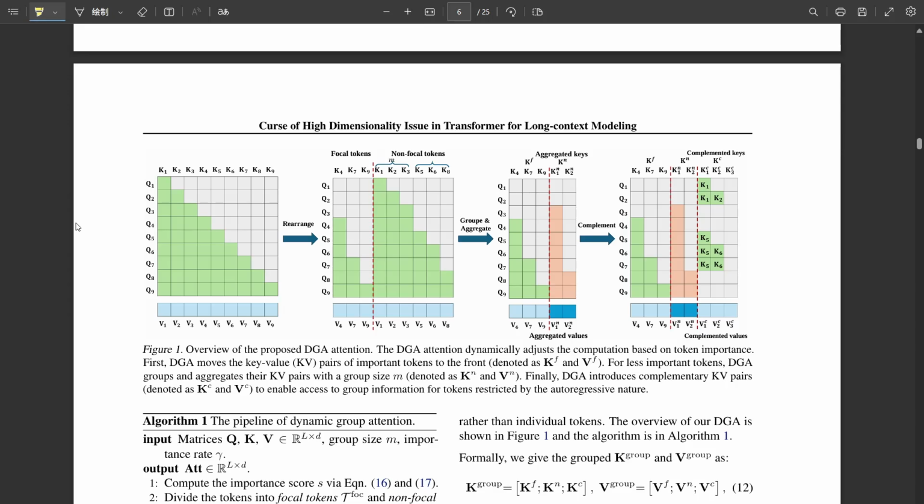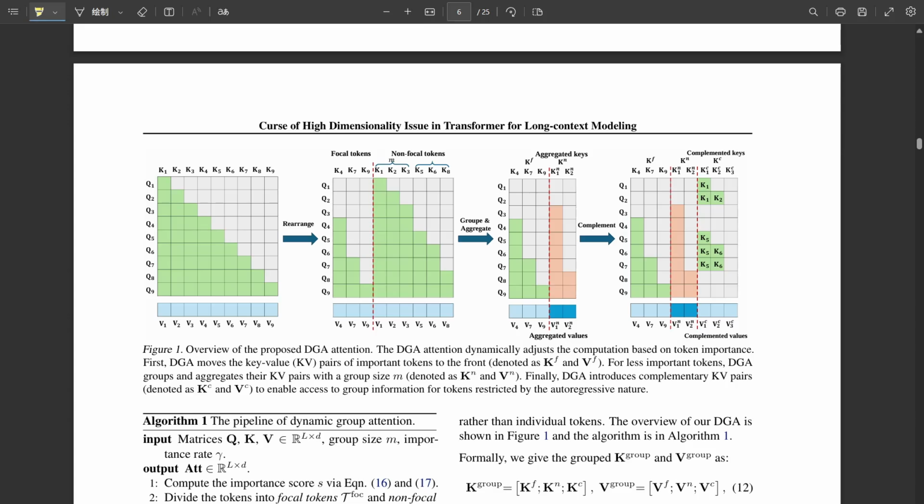Their key-value pairs, K and V, are essentially averaged or aggregated together, equations 14 and 15, to form a single representative KV pair for the whole group. And that's where the computational saving comes in. Processing one group representation instead of dozens or hundreds of individual tokens. Exactly. That's the main speed up. So focus on the stars, treat the rest of the team as a unit.